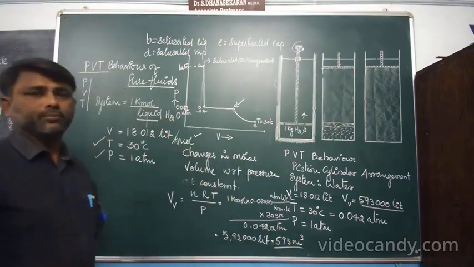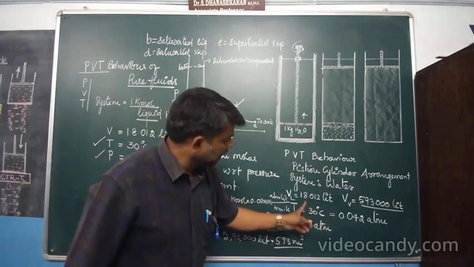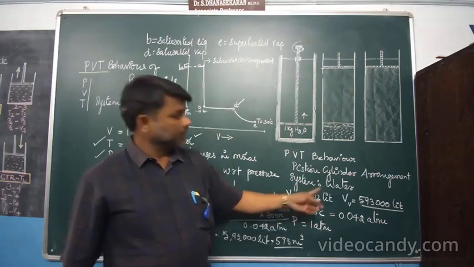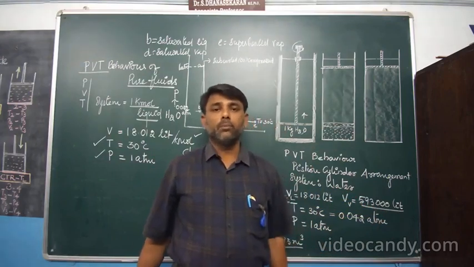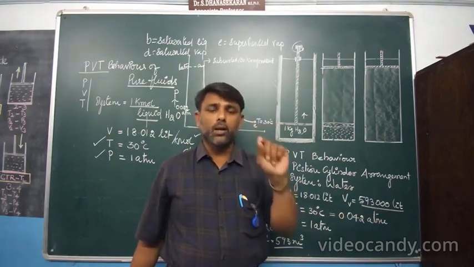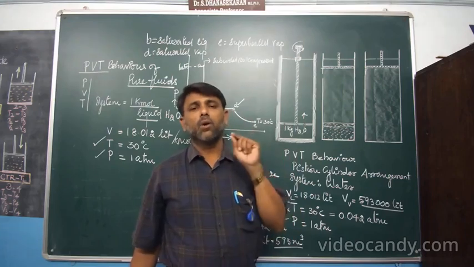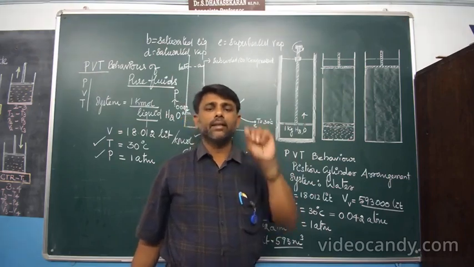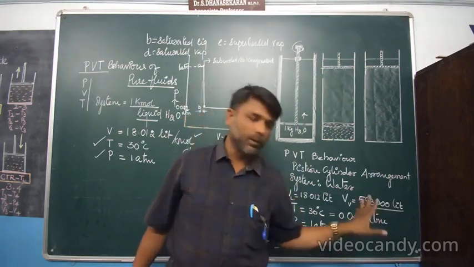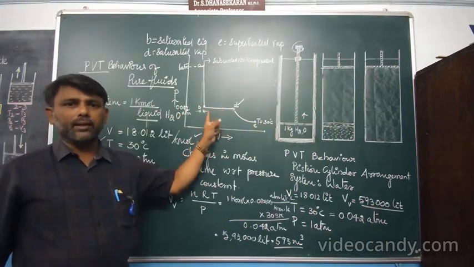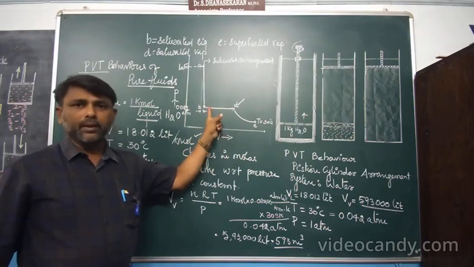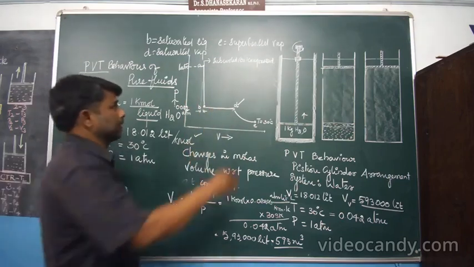This is the volume of saturated vapor. Imagine that this is 18 liters, this is 593 liters. Always in your problem you can consider only the volume of vapor, because the volume of liquid is assumed to be negligible. Okay. Now I am going to conduct a similar experiment at an elevated temperature.